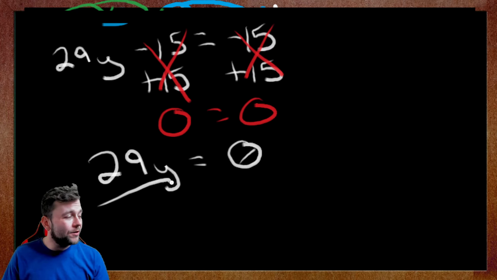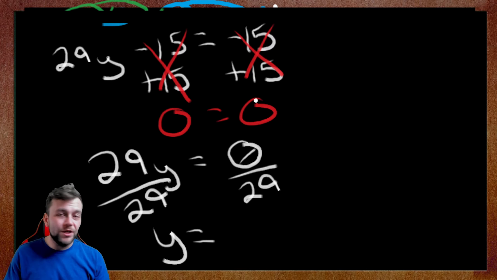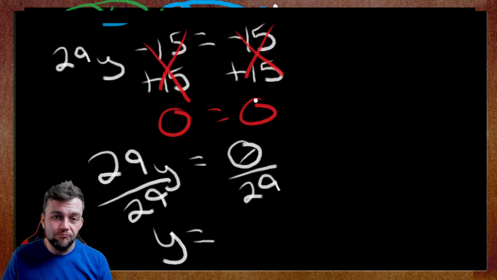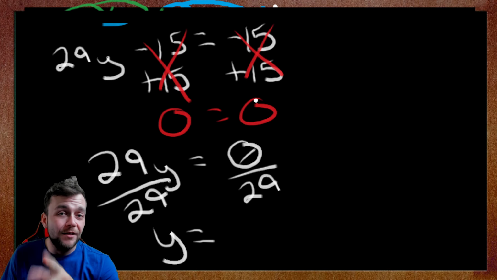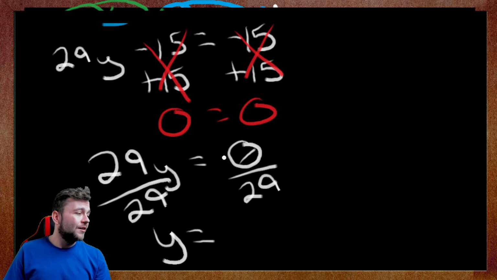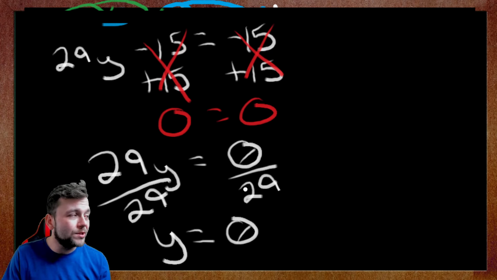This is where people are going to start to freak out a little bit, though. You divide both sides by 29. So y equals, what is 0 divided by 29? What's 0 divided by anything other than 0? You can't divide by 0. You can divide 0, but you can't divide by 0. So that is 0. Nice and easy, plain and simple. 0 divided by anything equals 0.